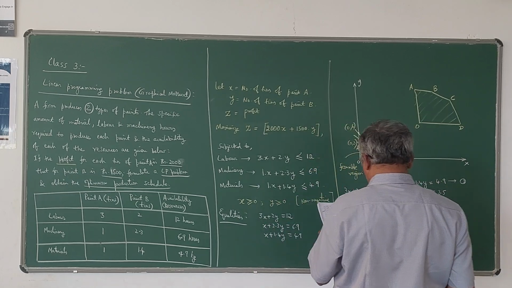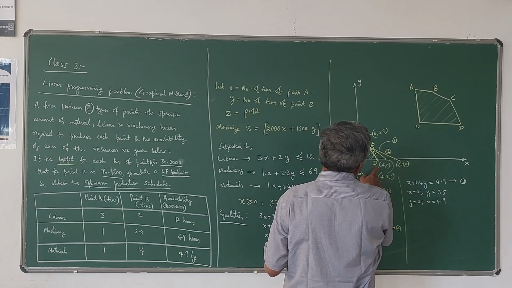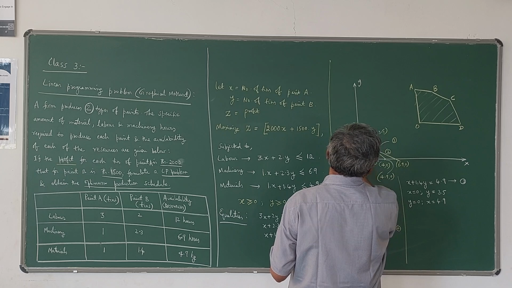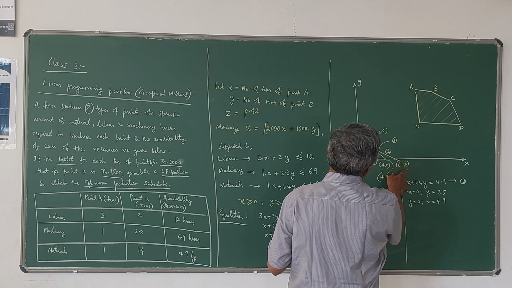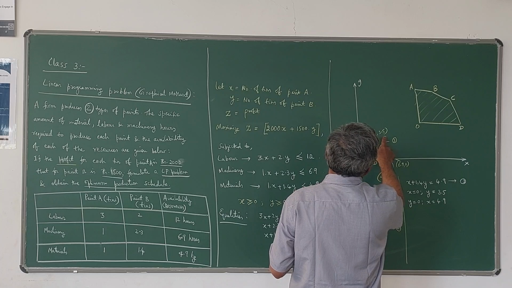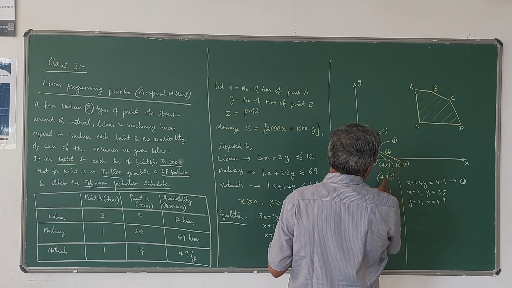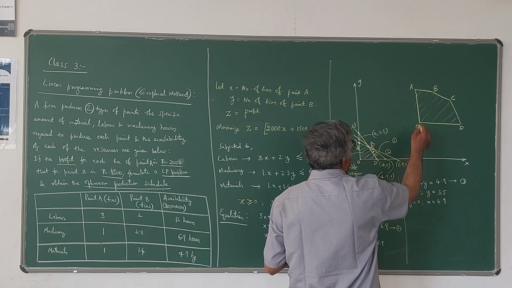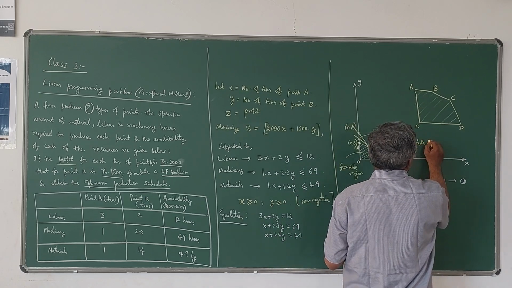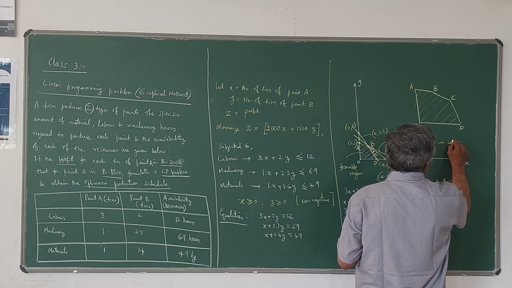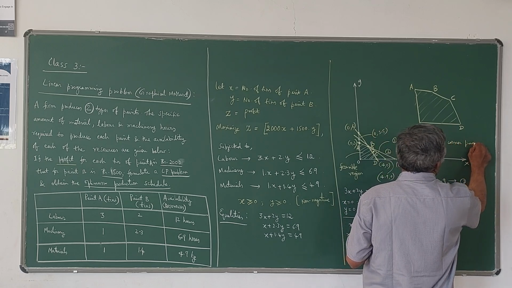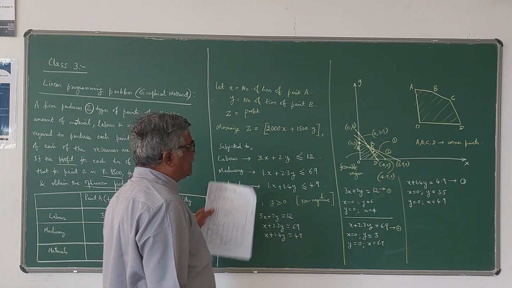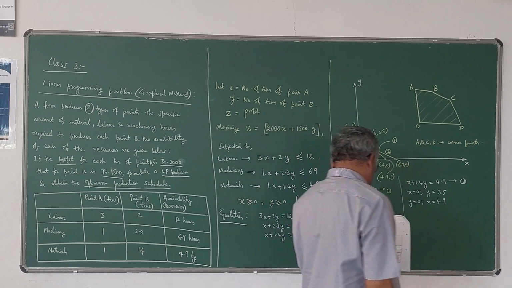So the points joining 0, 6 and 4, 0 is one line. 0, 3, 6.9, 0 is another line. 0, 3.5 and 4.9, 0 is another line. So if you take the corner points, A, B, C, D are the corner points of the feasible region.